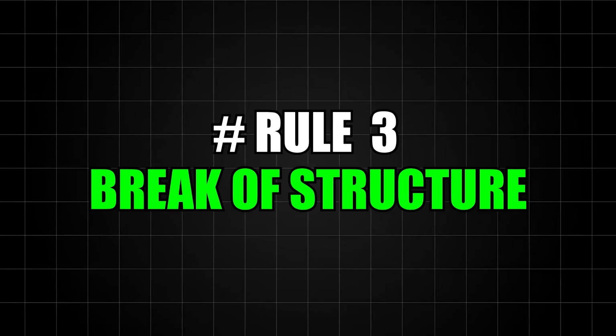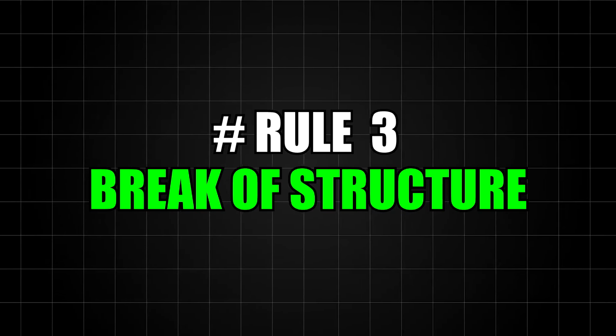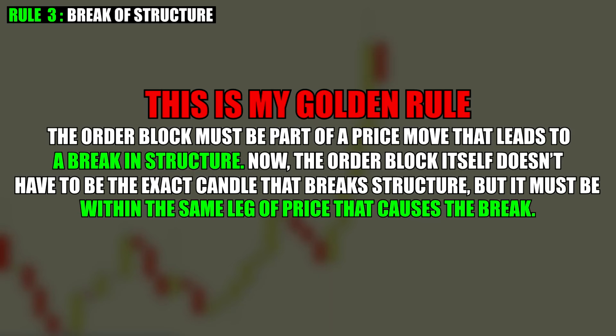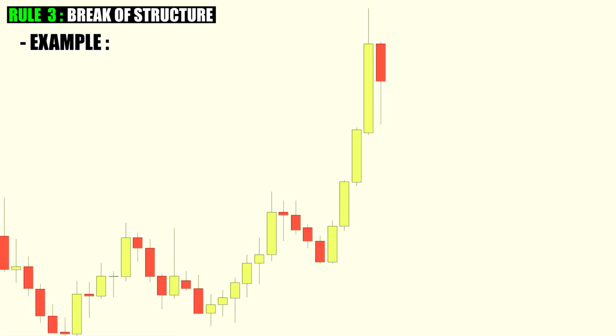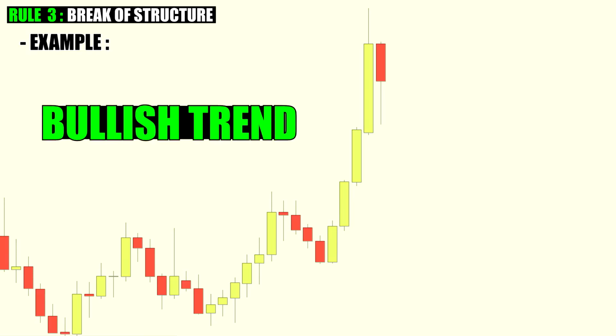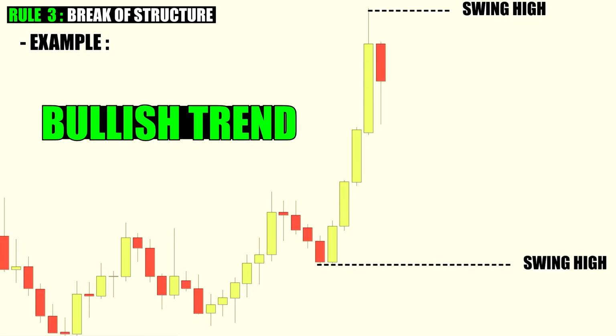Rule number 3. Look for a break of structure. This is my golden rule. The order block must be part of a price move that leads to a break in structure. Now, the order block itself doesn't have to be the exact candle that breaks structure, but it must be within the same leg of price that causes the break. Let's look at an example. Imagine you've got a bullish structure with a clear swing low and a swing high. As long as your order block is within the same movement that led to that swing high, you're good.